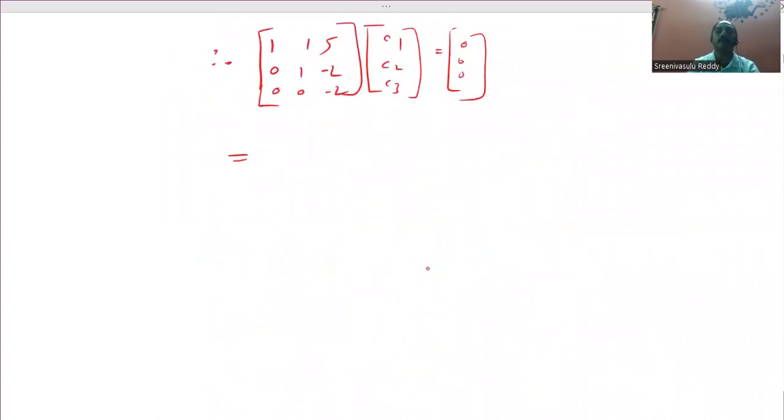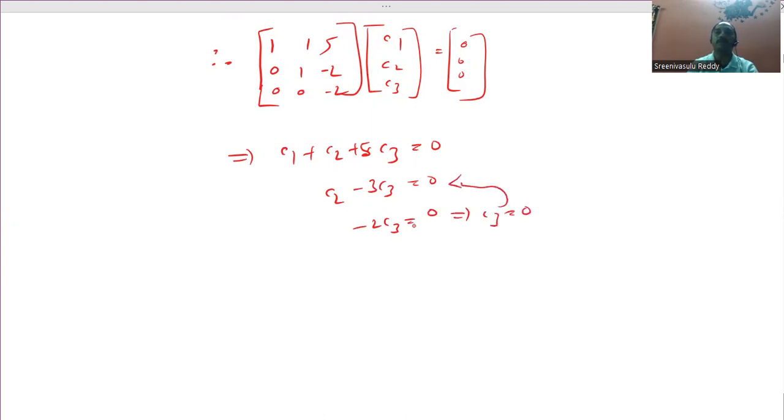Now once again converted into equation form. C1 plus C2 plus 5C3 equal to 0, first equation. Second equation C2 minus 3C3 equal to 0. Third equation minus C3 equal to 0. From the third equation, we get C3 equal to 0. Substituting this value in the second equation, we get C2 equal to 0. Substituting these two values in the first equation, we get C1 equal to 0.